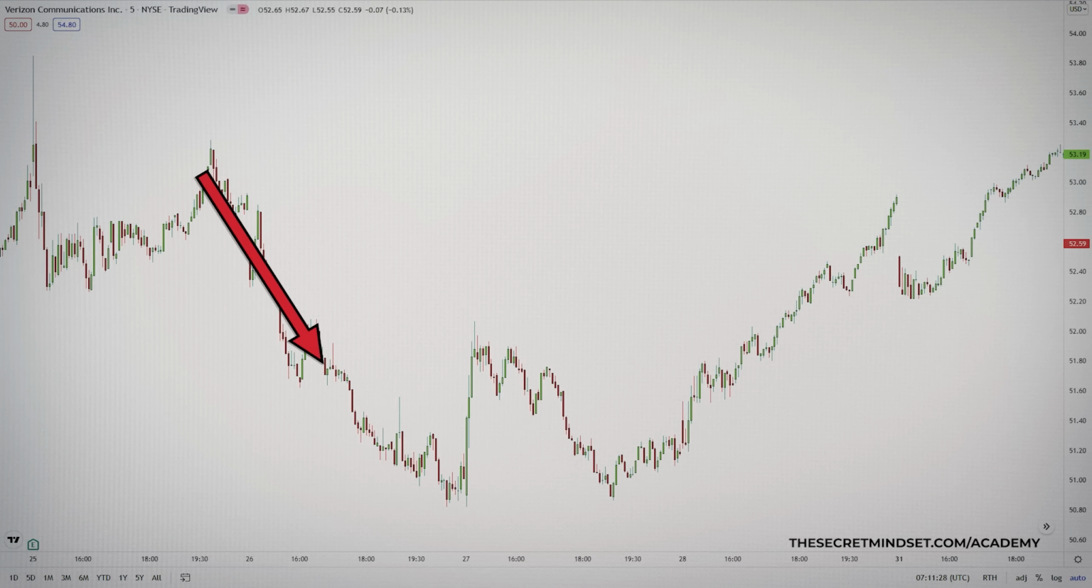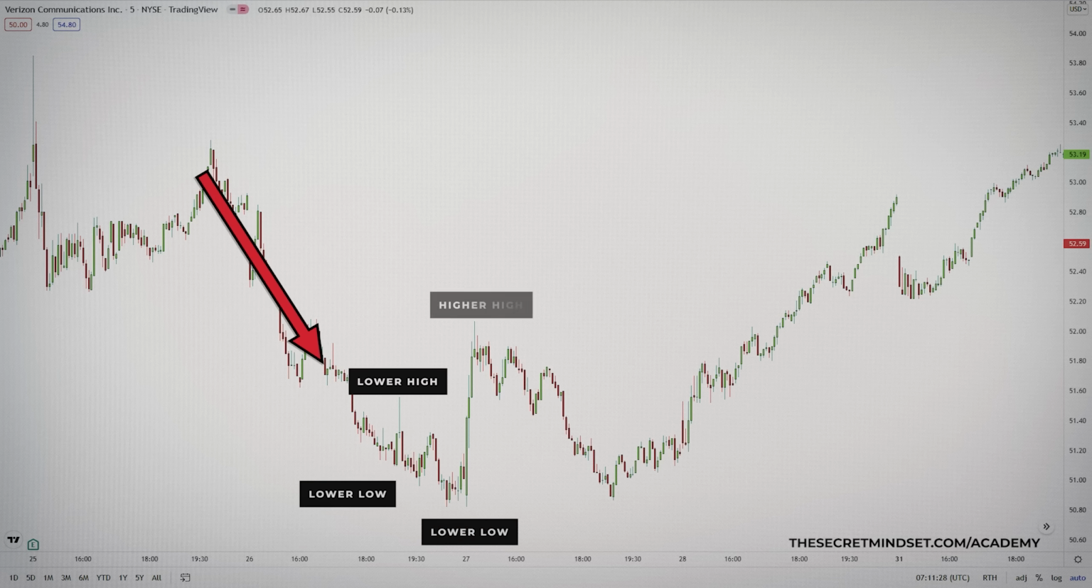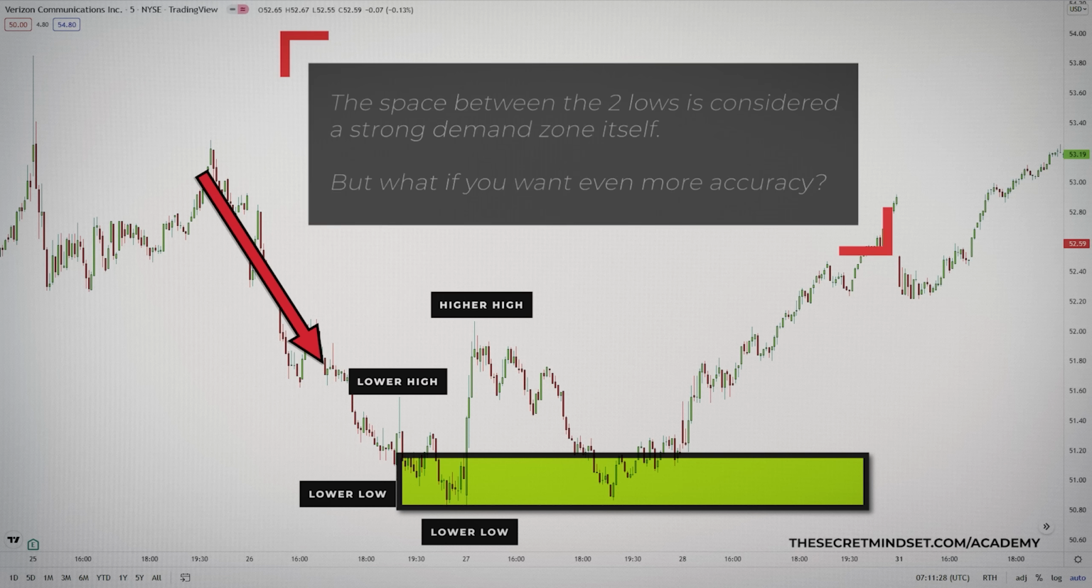Here, a significant drop has occurred. The market makes an obvious low, followed by a lower high. Then, after making a lower low, it shoots up and breaches the previous high to make a higher high. The space between this low and the second low is considered as a strong demand zone itself.